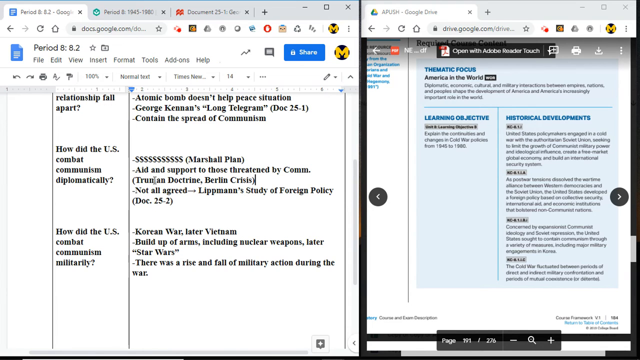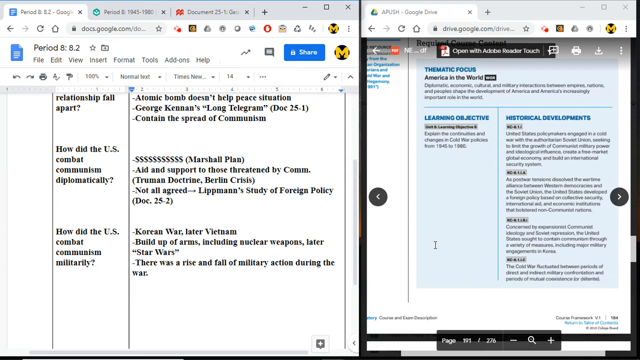Okay. It's important to note that not everyone agreed with how the U.S. was overtly and openly fighting against communism. There's a document in your book, document 25-2, that outlines that. It's a really good example of how not everyone in the U.S., policymakers, civilians, agreed with how the U.S. approached defending or fighting against communism. And so take a look at that.